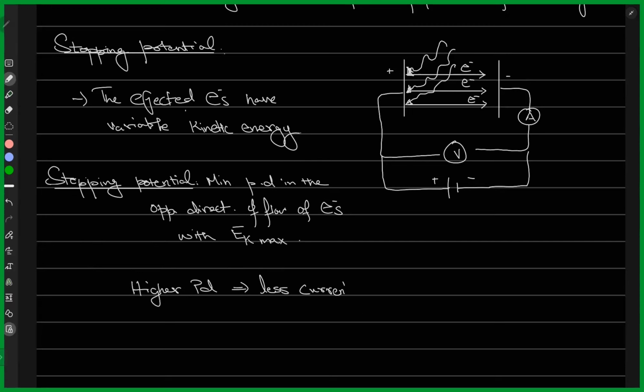Do not confuse this with Ohm's law, which was V equals IR, where R was a constant, where for higher voltage you would have had higher current. But this is not that potential difference. This is the potential difference with respect to the motion of the electrons. So any questions?